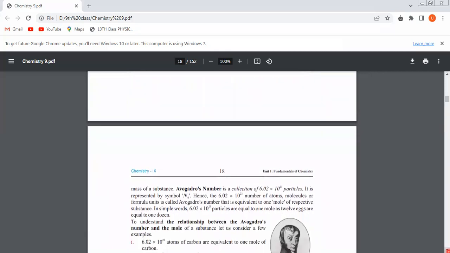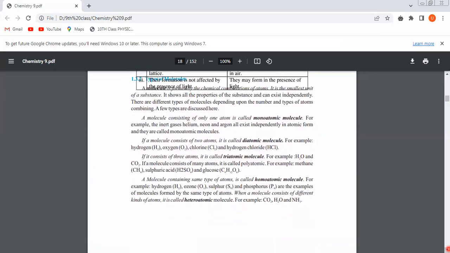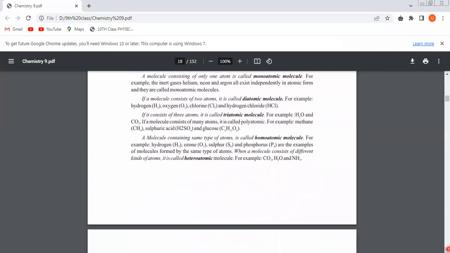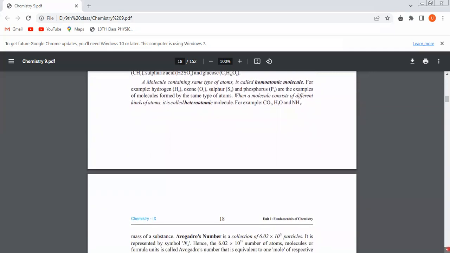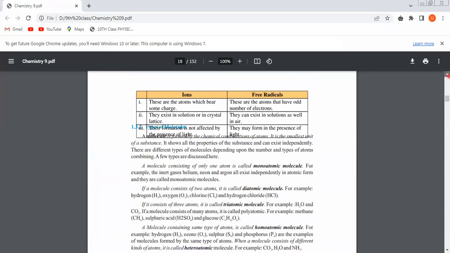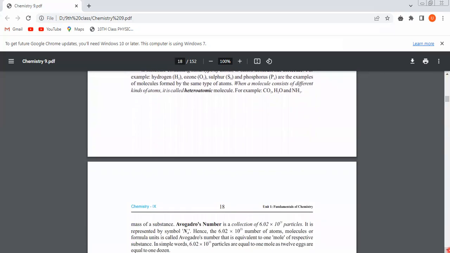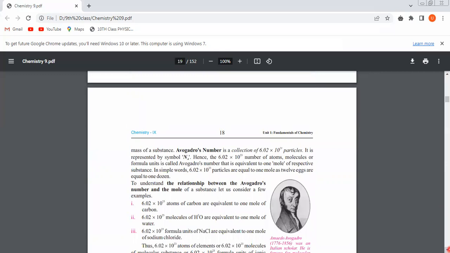Gram atomic mass, gram molecular mass, and gram formula mass. Avogadro number and mole.